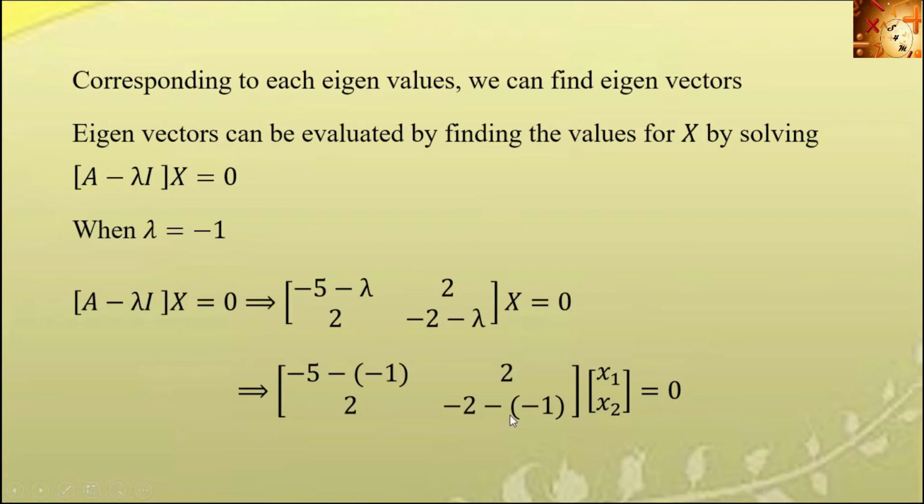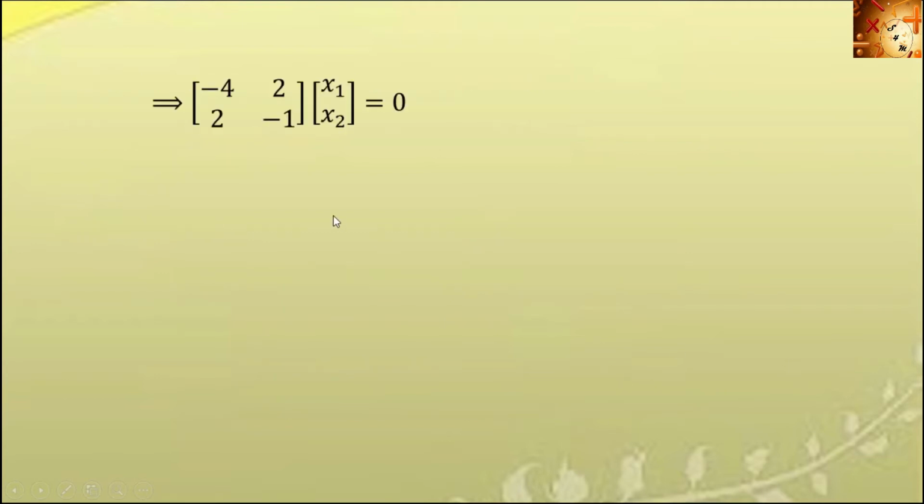Here the number of columns is 2, so x has two components, x1 and x2, equal to 0. Solving this, we get the matrix [-4, 2; 2, -1] into [x1, x2] equal to 0. Here we want to find the values for x1 and x2. In the previous video we discussed the Gauss elimination method and fundamental theorems, row reduced form, etc. So by any method we can find the values for x1 and x2.